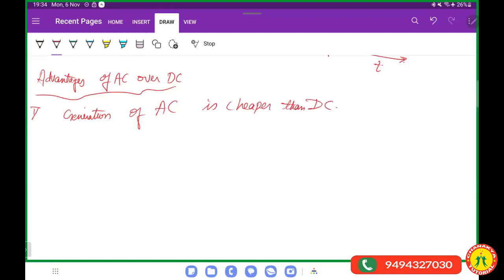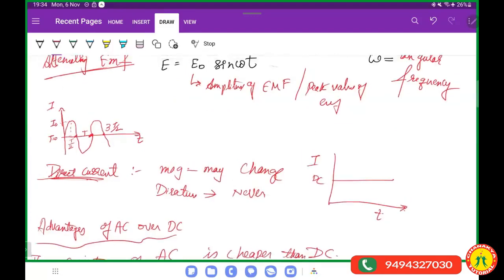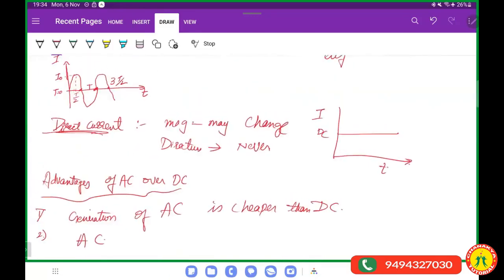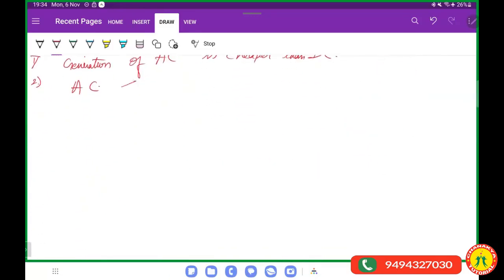Then DC. AC voltage can be varied like this, step up, up and down. So AC voltage can be easily step up or step down.